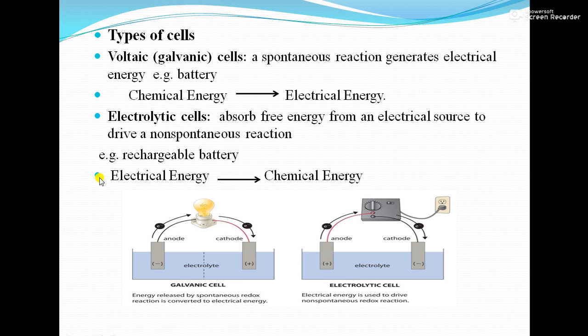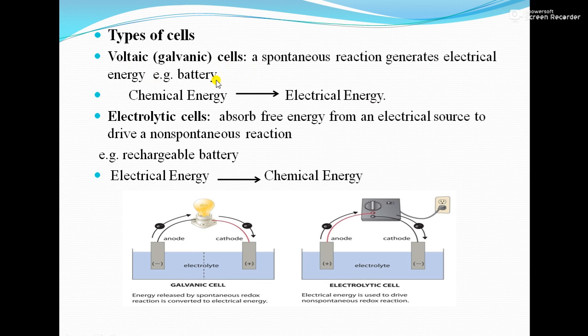Then next is types of cell. There are two types of cell. One is voltaic cell, that is also called a galvanic cell. Second is electrolytic cell. The difference is that in a voltaic cell, chemical energy is converted into electrical energy. That means a chemical reaction produces electricity. The definition is: a spontaneous reaction generates electrical energy, that is called a voltaic cell.